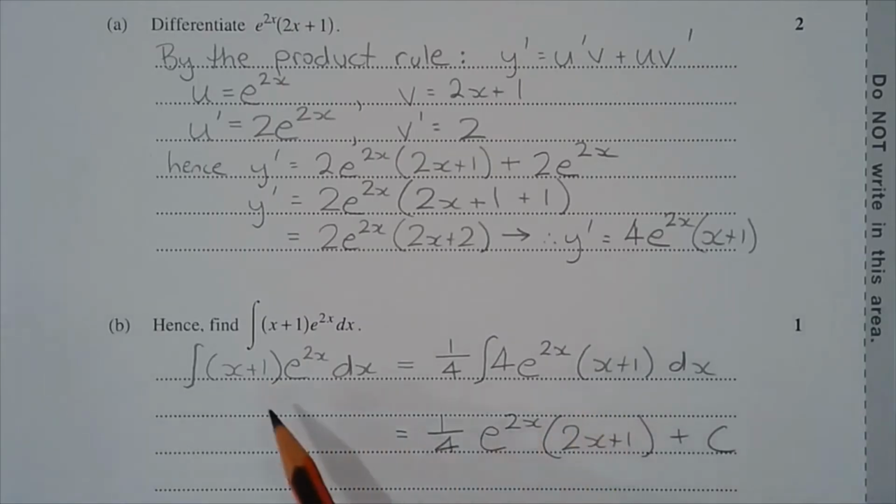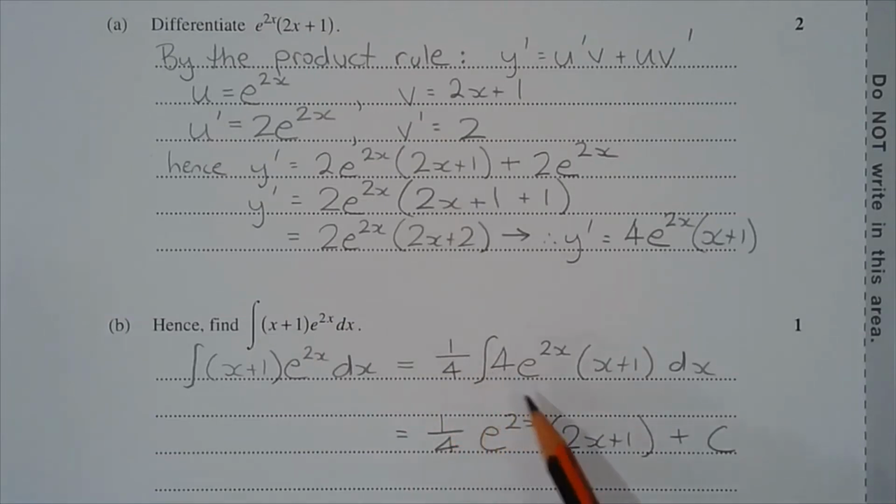So if we multiply the integrand by 4, so we'll make it 4e to the power of 2x multiplied by x plus 1. We compensate for this multiplication by 4 by multiplying the entire integral by 1/4. So inside the integral there's a multiplication by 4, compensate by multiplying by 1/4 outside the integral.